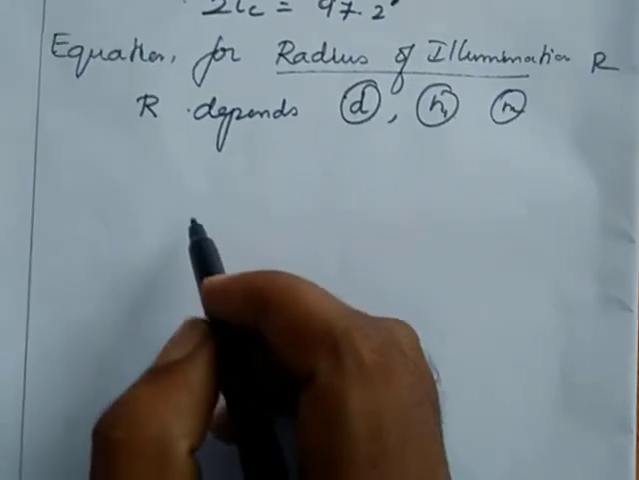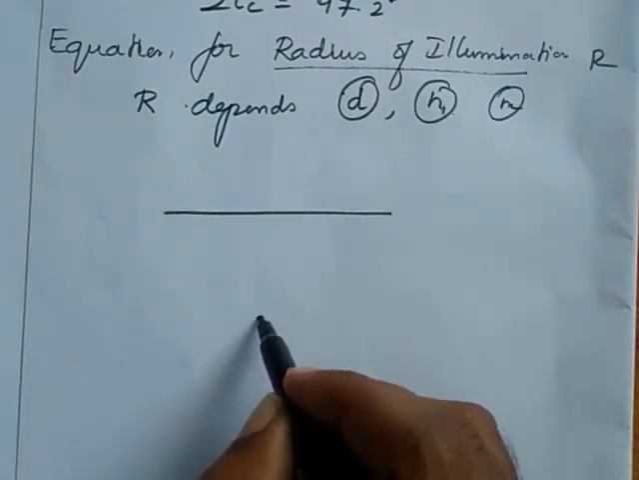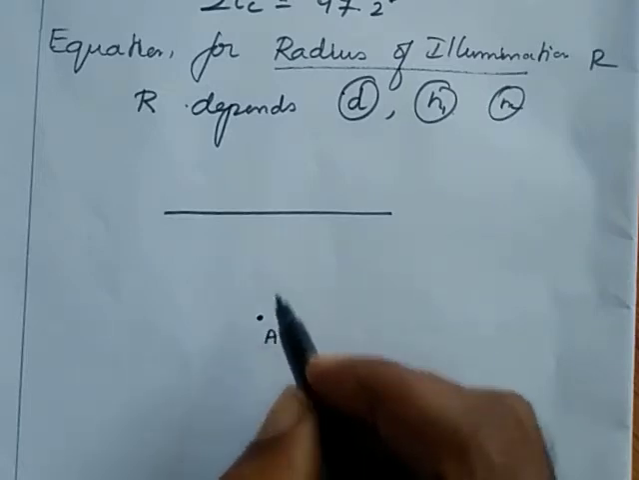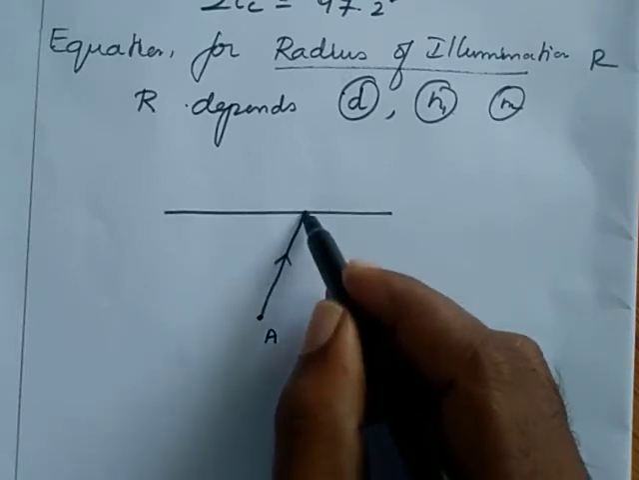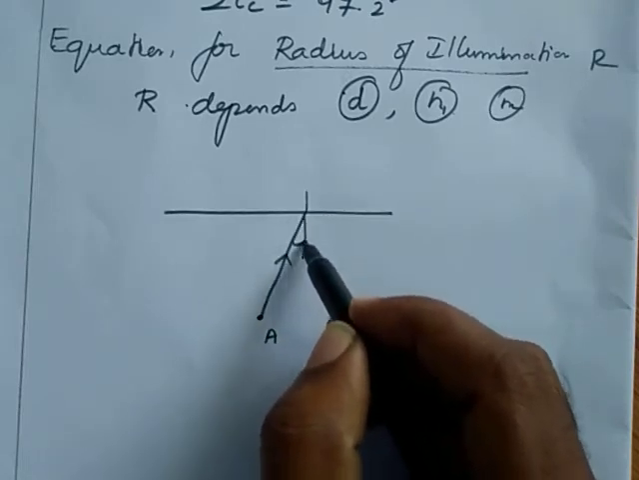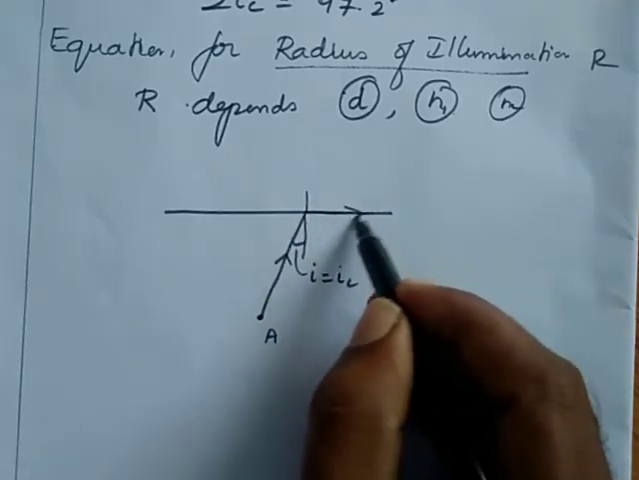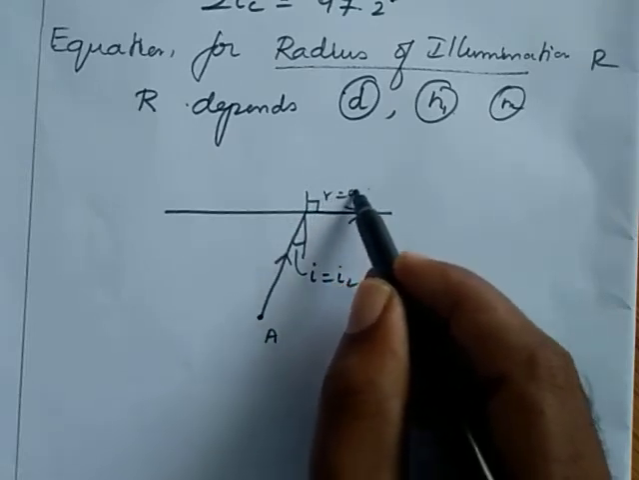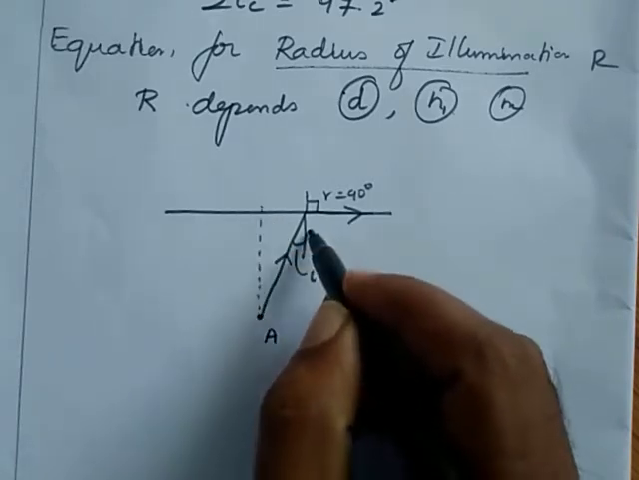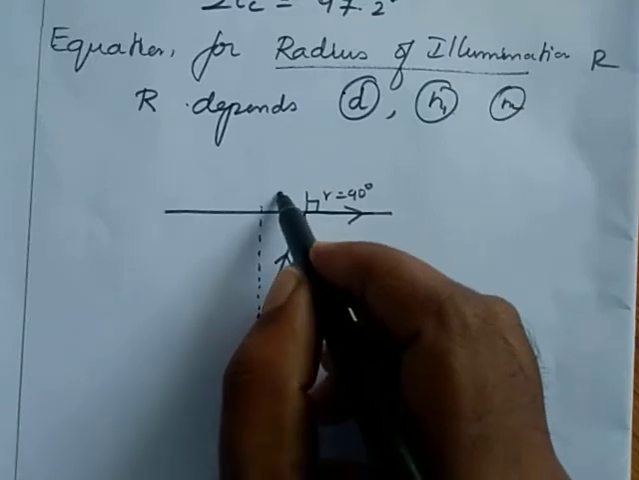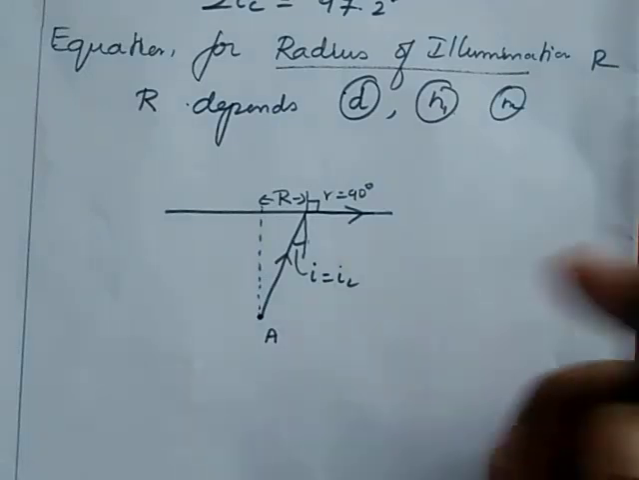For that I consider a water surface. There is an object that is named as A. Here there is a light from the object that falls on the boundary. Here the angle of incidence i is equal to the critical angle, so the angle of refraction will be 90 degrees. R is equal to 90 degrees. Then I draw a line that is perpendicular to this normal. This is known as the radius of illumination, the radius of that circular cone.